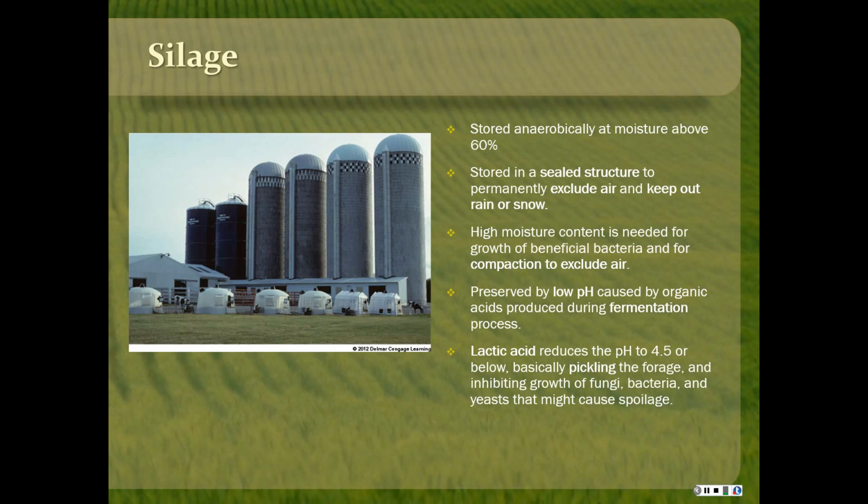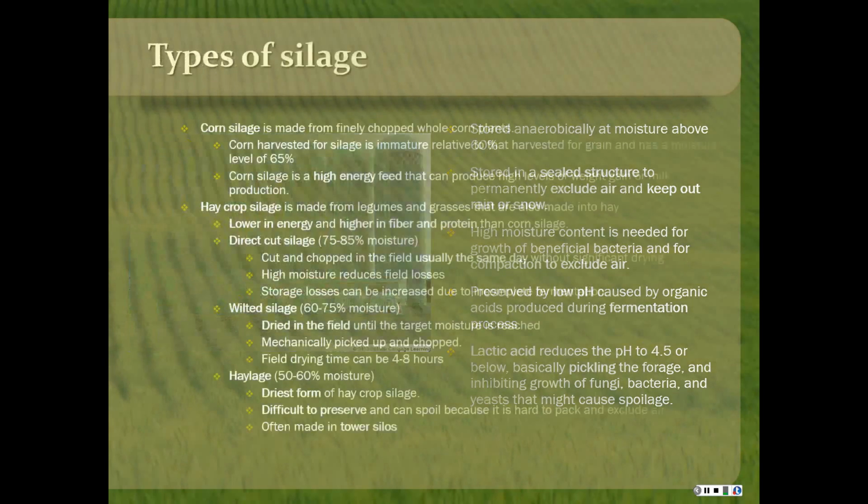And it's actually preserved by the low pH that develops, and that's caused by organic acids during the fermentation process. And fermentation can't take place if there's air, if there's oxygen. So lactic acid develops and reduces the pH to 4.5 or below. And basically the forage is pickled and preserved. Like you make pickles, they're preserved at a low acid pH too. And that's important because it inhibits the growth of the fungi, bacteria, and yeast that might cause spoilage. If the pH doesn't go low enough, those things will still grow.